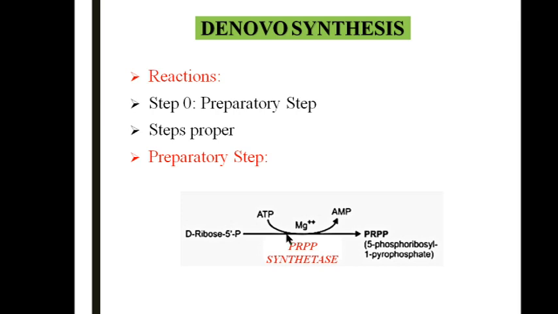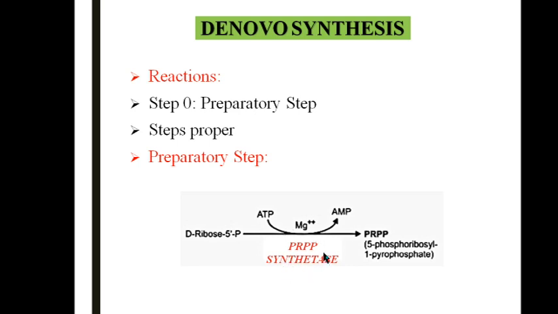It is not included in the actual purine biosynthesis pathway, because this PRPP has multiple roles. It is not only specific for purine biosynthesis. This compound can also be utilized for the salvage pathway. This compound is also utilized for pyrimidine metabolism. So it has multiple roles. That's the reason it is not included in the actual steps, but is listed as the preparatory step. But this is again rate limiting, because without the availability of PRPP, the further reactions are not going to take place.